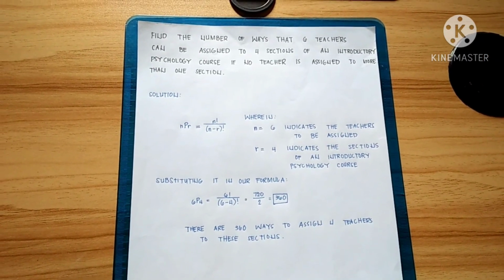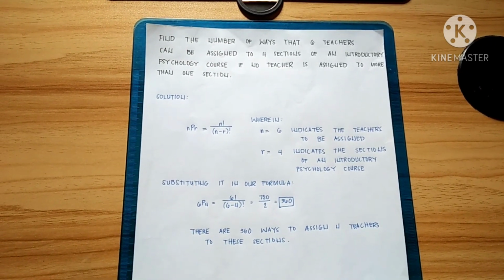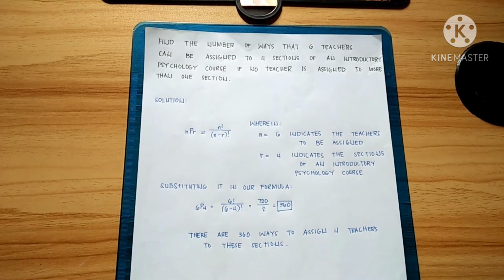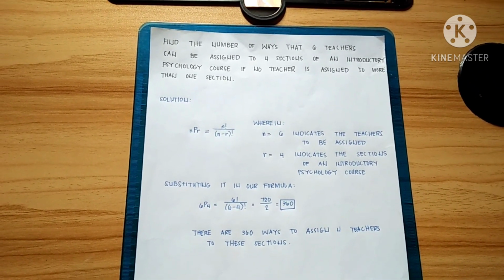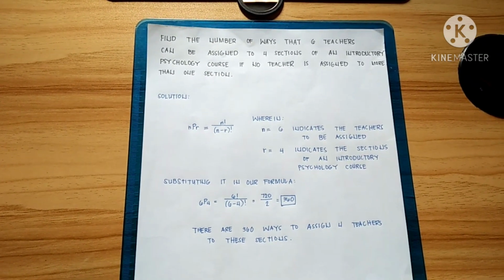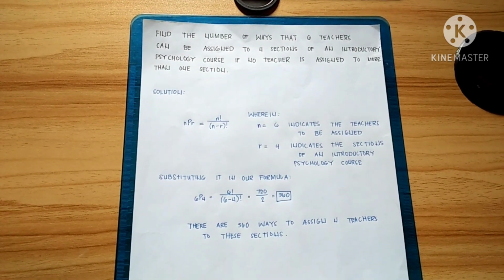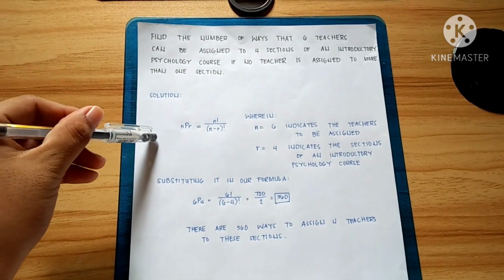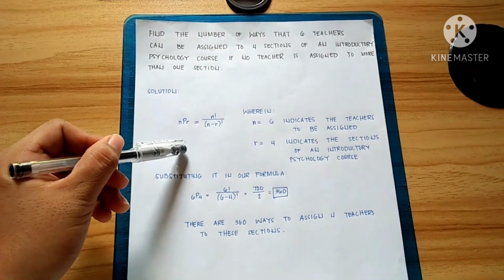Problem number 2. Find the number of ways that 6 teachers can be assigned to 4 sections of an introductory psychology course if no teacher is assigned to more than one section. This is similar to the first problem we solved. In this case, we are going to use the same theorem. The permutation equals n factorial all over n minus r factorial.